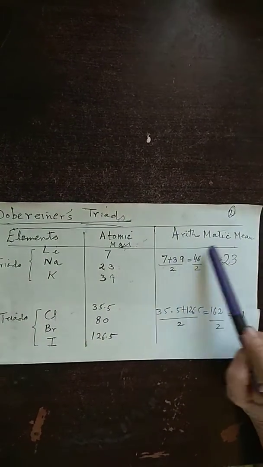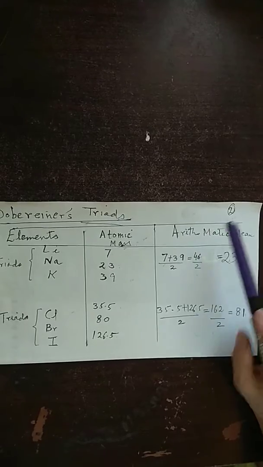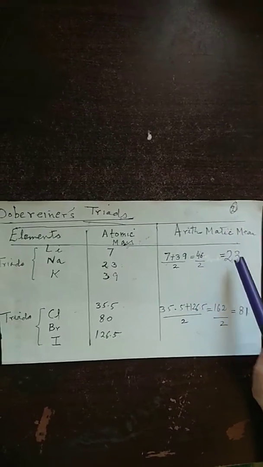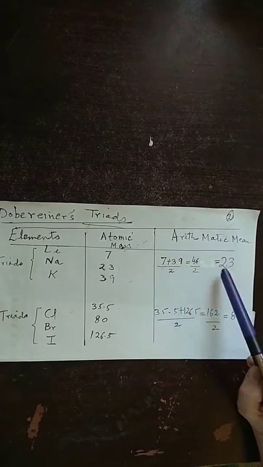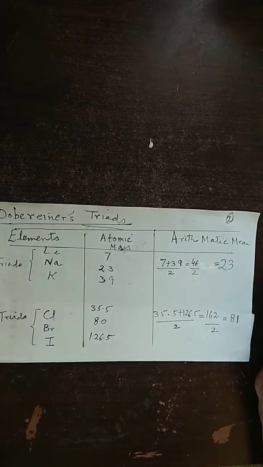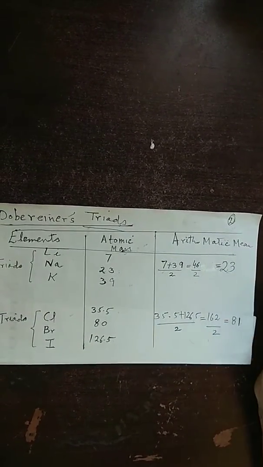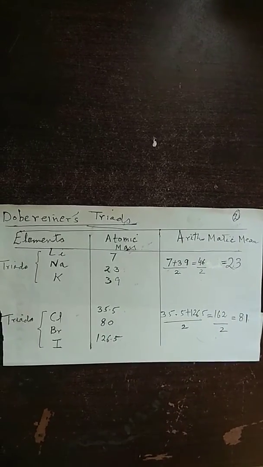So in this way, but actually at that time of Dobereiner, very few elements were discovered, and it was not effective for the other elements. But this was the first attempt made by Dobereiner to arrange the elements in the form of a table.